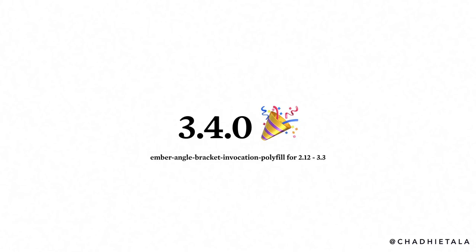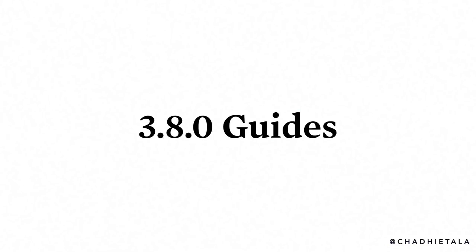If you're on older versions of Ember, all the way back to 2.12, Rob wrote a polyfill for it that you can install inside your application. Like I said, it works for all versions of Ember from 2.12 to 3.3, and after that, you just don't need it. All those things that I talked about, the angle bracket invocation, splattributes, I believe are all in the 3.8 guides, which are the next release. It's in beta, it hasn't been deployed yet. But those things are coming, so you'll see in the guides all that type of stuff getting updated.